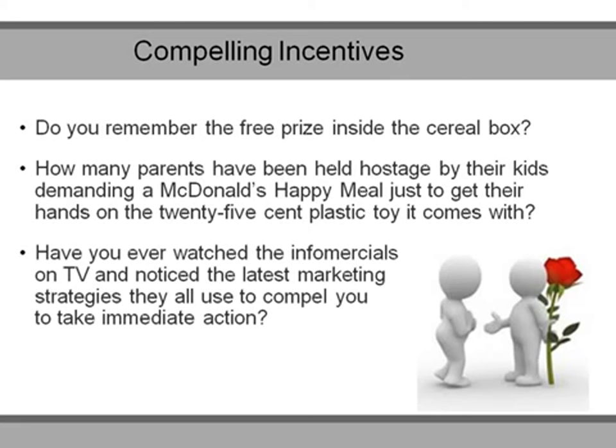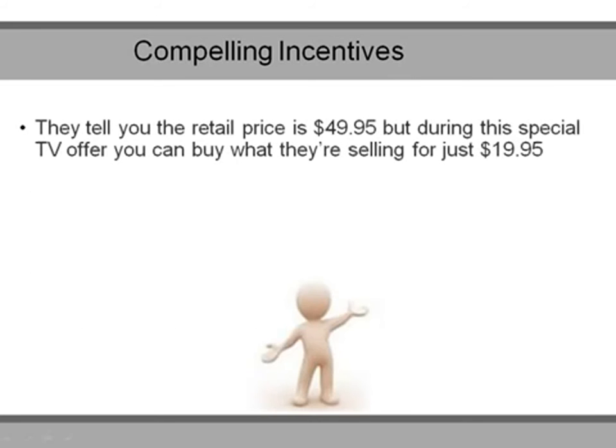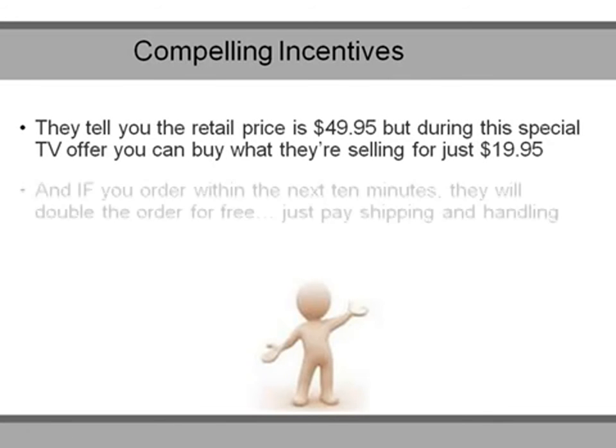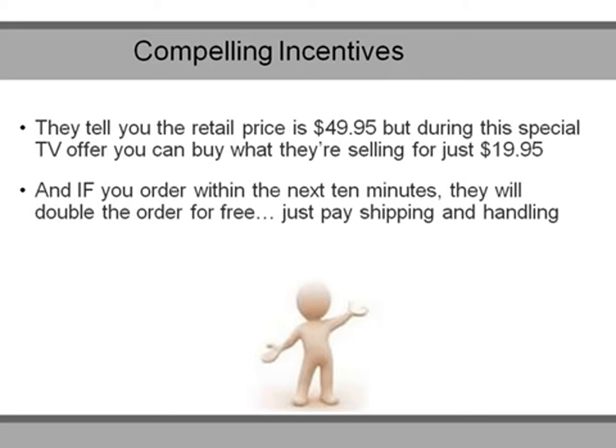Have you ever watched an infomercial on TV and noticed the marketing strategies they use to compel you to take immediate action? They tell you the retail price is $49.95, but during this special TV offer, you can now buy what they're selling for just $19.95. And if you order within the next 10 minutes, they will double the order for free. You just need to pay the additional shipping and handling. Wow, $100 worth of whatever for just $19.95. Sounds like quite the deal, doesn't it? Maybe that explains why these businesses make millions of dollars every year off this very type of promotion.